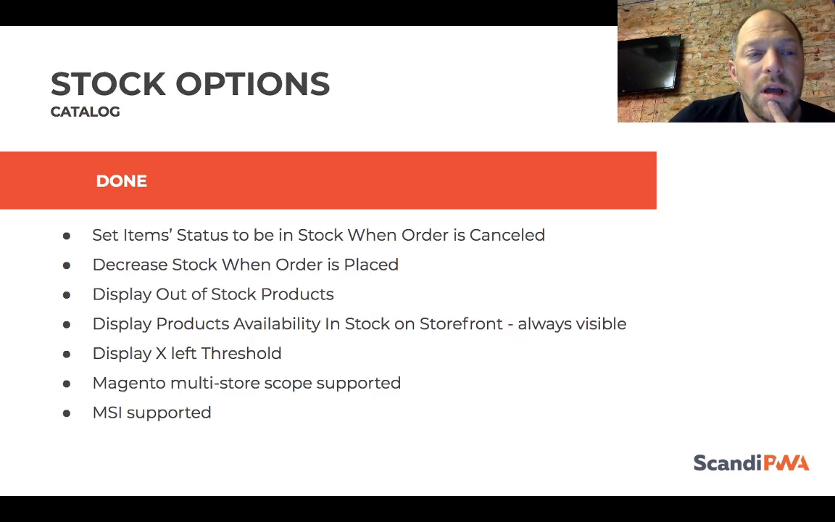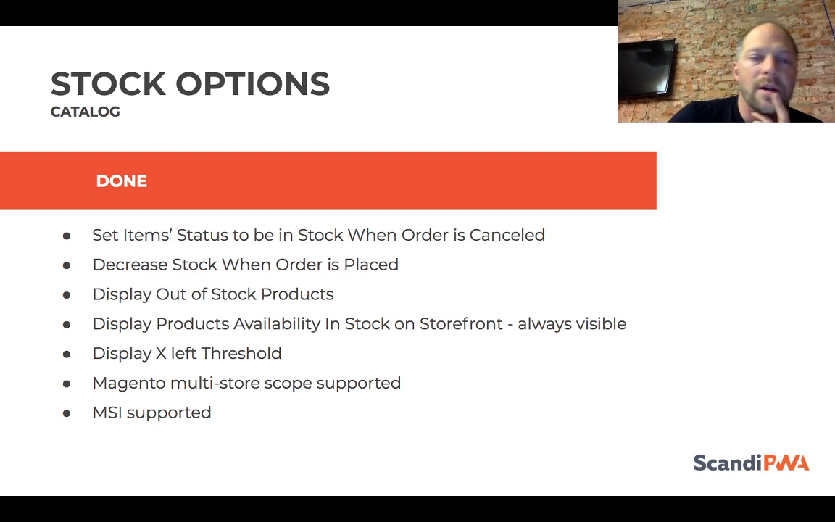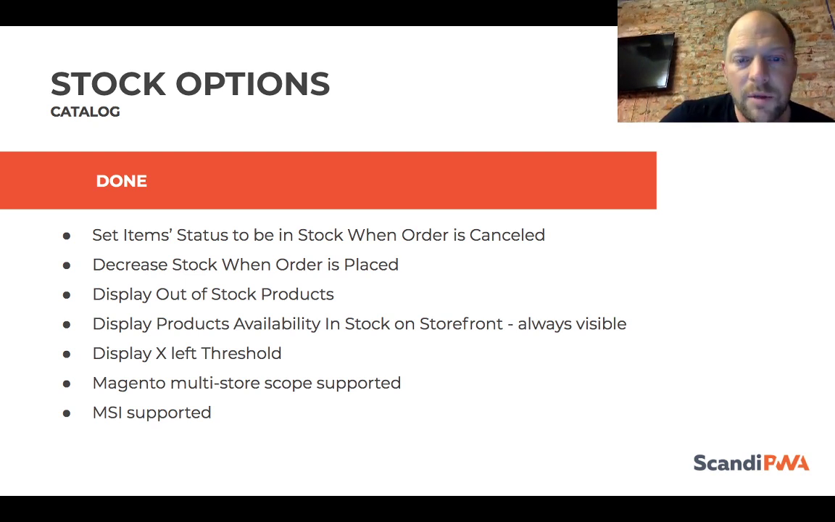Stock options and catalog. What is done is that we can set item status to be in stock when an order is cancelled. So the item is coming back. Decrease stock when order is placed. Naturally, it's working because the order is propagated directly into the Magento database, and what happens there doesn't depend on your front end.